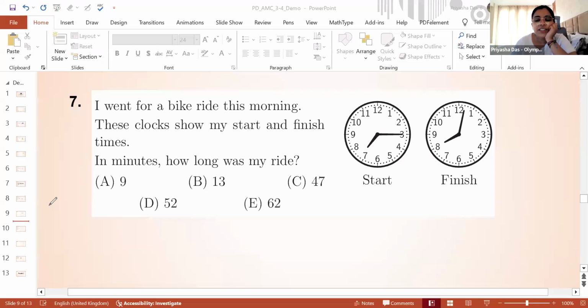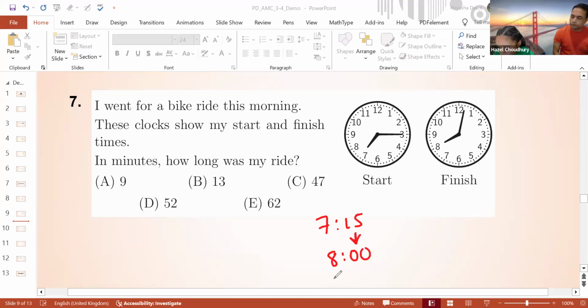Count it in chunks, Hazel. Like how much should I add to 7:15 to make it 8 o'clock? Just count till this much. Strategy I told you, right? What do you have to do? 15.